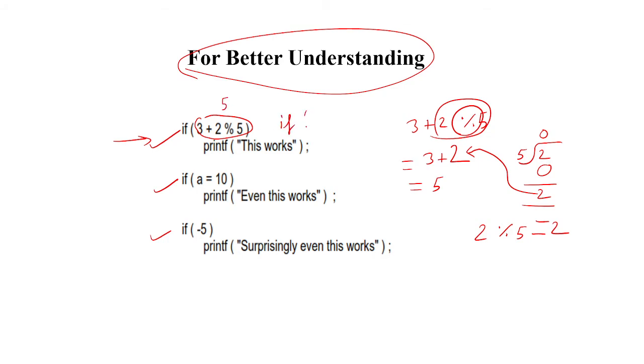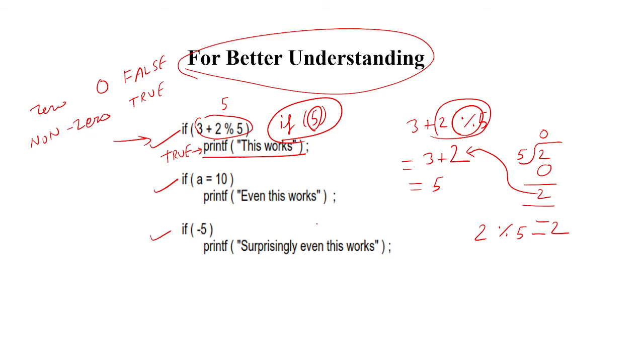So it can be written like if 5, and 5 is a non-zero value. There are two kinds of values, zero value and non-zero value. A zero value is 0, and it is taken as false. A non-zero value is any value which is not 0, and it will be taken as true. So in this condition, where the if brackets have 5, 5 is a non-zero value, so the condition is true and it will print this works.